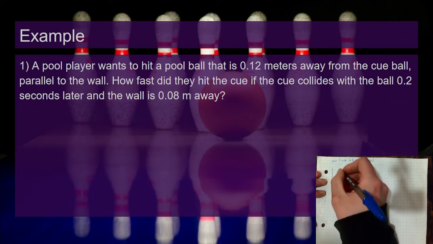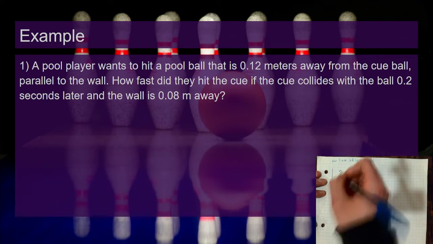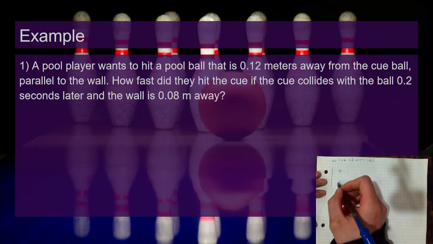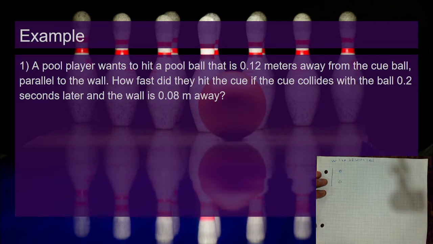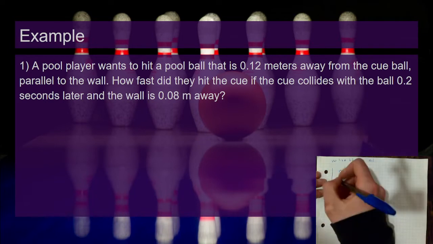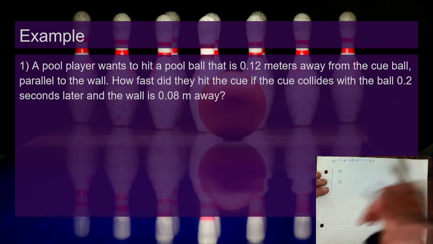Sorry, I just realized that I forgot to specify something in this problem. They want to hit a bank shot, so they want to hit the wall and then hit the pool ball. They don't want to just hit the ball directly. Otherwise this problem is 0.12 divided by 0.2. Anyway, sorry, that's highly irrelevant.